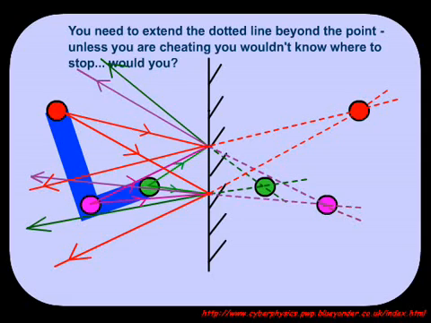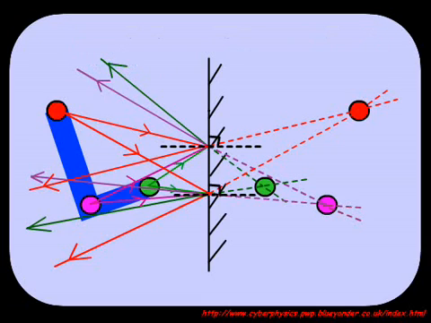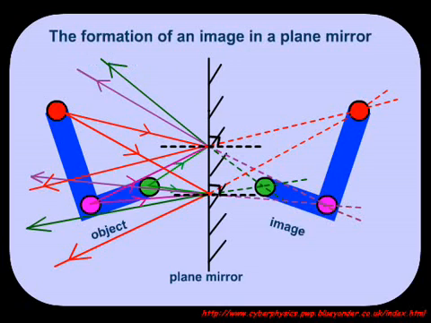Using colour for each of the points makes the image easier to understand when it is finished. Don't forget your normals. You can now label the diagram and join up the image points to make the final image.